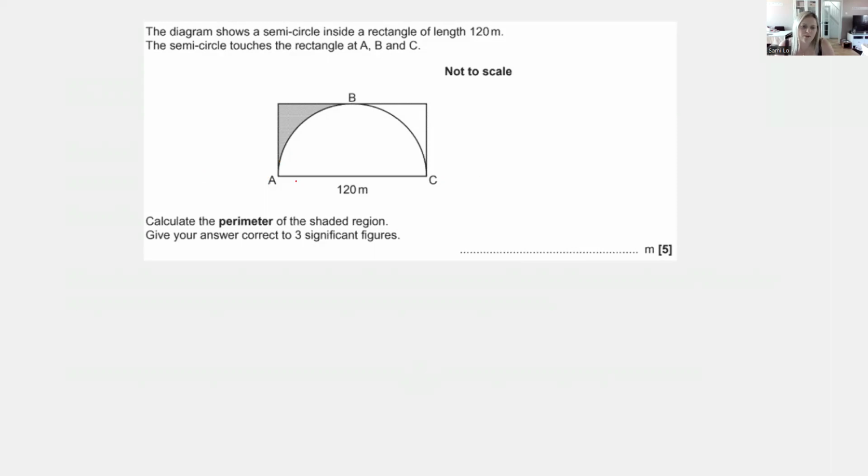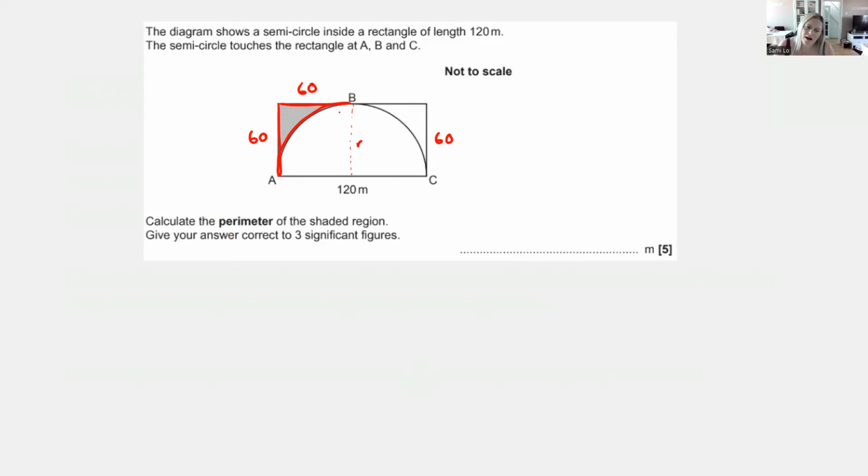From A to C, we've got the diameter, which is 120. This means that this part going straight up is the radius, which essentially is half. So the radius of these is 60. Now, the question is looking for the perimeter of the shaded region, which is badly drawn, but this section by here. Because we're going halfway, we know that that is also 60.